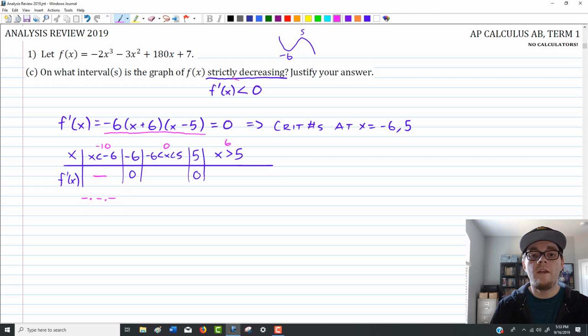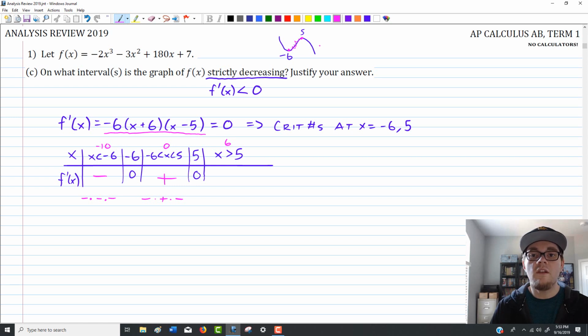So this is going to be a place where we are strictly decreasing, because the derivative is negative at that point. If we plug in 0, we get negative times positive times negative. Again, I'm just going negative 6 times positive 6 times negative 5. That gives us positive in the center, which matches what we saw in our little sketch up at the top.